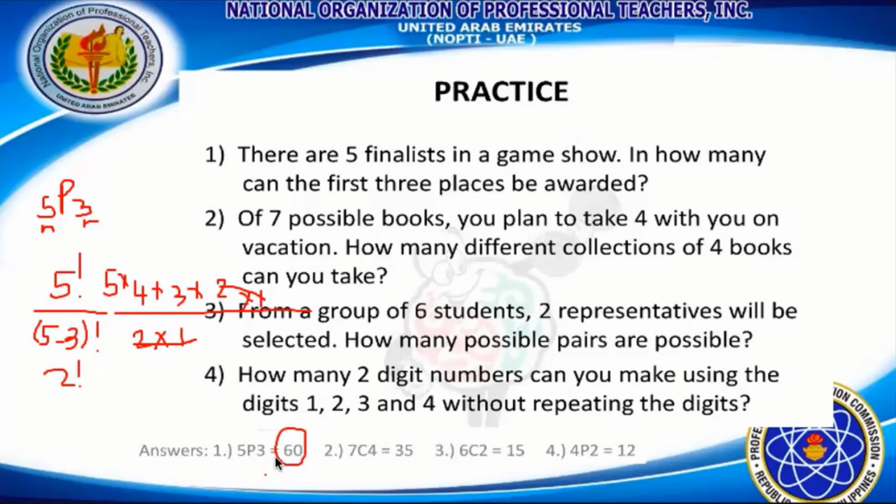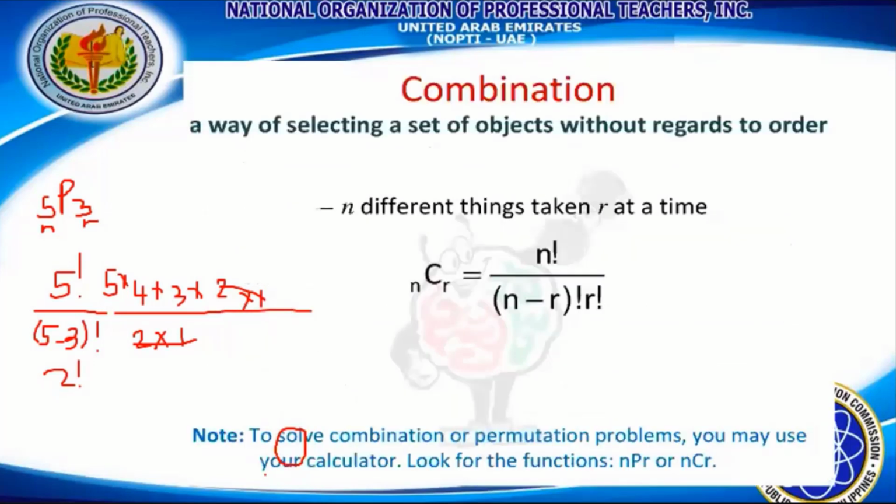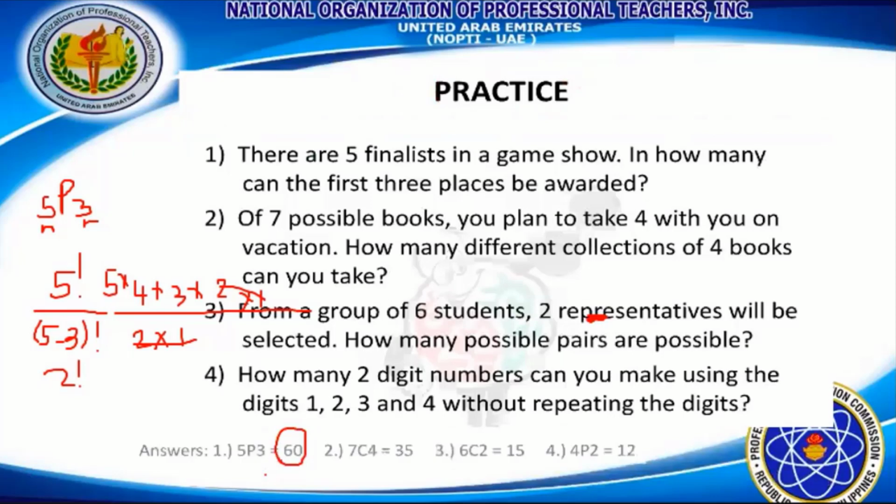Okay? Sa combination naman, almost same ang formula, pero dodoblehin mo yung R factorial dito. So, anong example ng combination? Number 2 is an example of combination, 2 and 3. Pag combination, wala nang regardless of the order na. Okay, tingnan natin yung example.